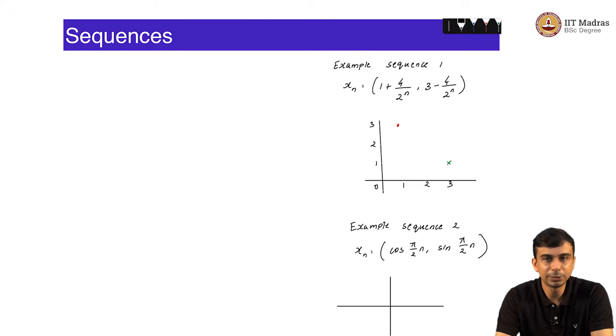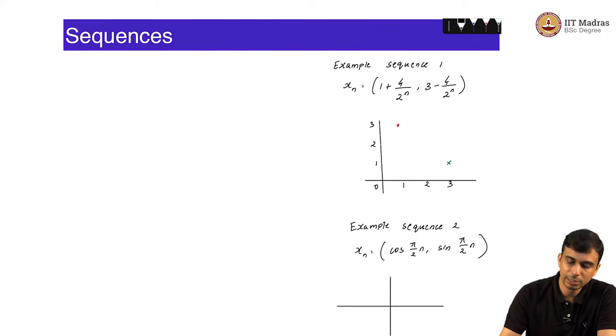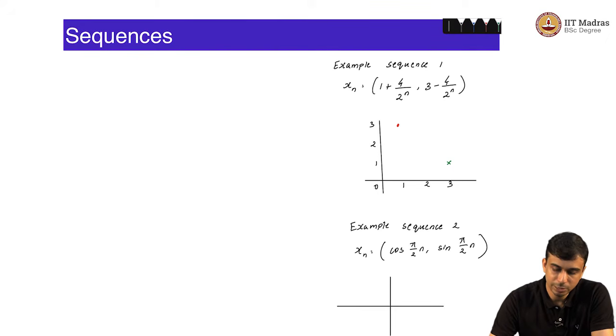What is a sequence? A sequence is simply an ordered collection of elements. Here is an example sequence. Here is a collection of elements, and each of these elements is going to lie in R2. xn is 1 plus 4 by 2 power n, 3 minus 4 by 2 power n. First, you can see that each of these elements is two dimensional, so these elements are in R2.